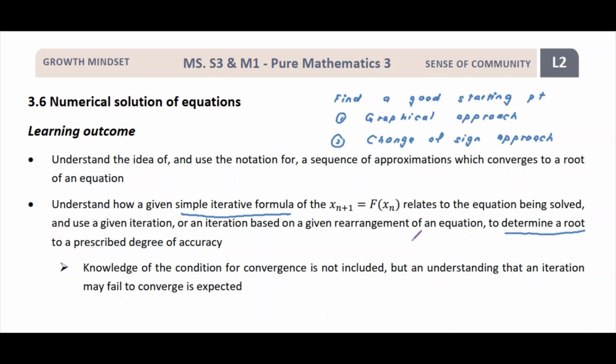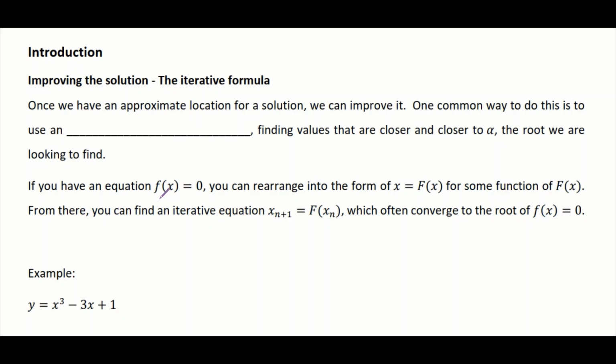Alright, so let's look at the introduction: improving the solution, the iterative formula. As I mentioned just now, the graphical approach and the change of sign approach help us find the approximate location of the solution. In this lesson, we are going to improve it. One of the common ways to do that is by using an iterative formula, which is a repeated process that can help us find a value that is closer and closer to alpha, which is the root that we are finding.